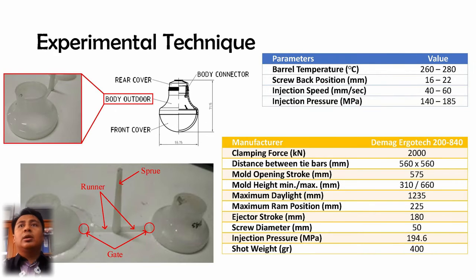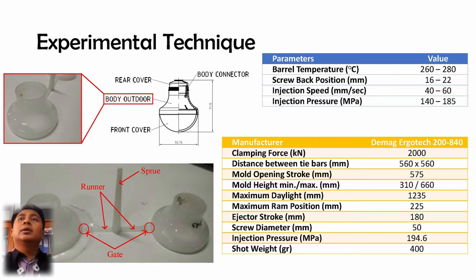Okay, here is the experimental technique, which involves the engineering drawing of the LED lamp as the study case. We have the body, outdoors, and we also define the runner, sprue, and gate.